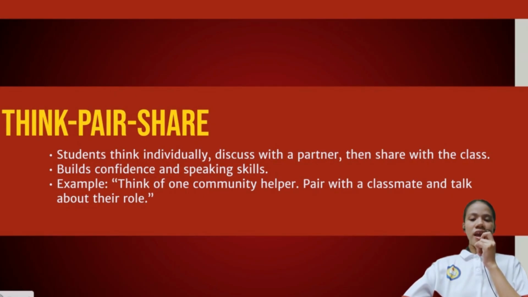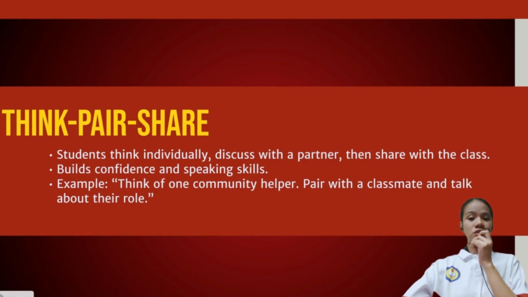Think, Pair, Share is a cooperative learning strategy that allows students to process information more deeply by moving through three simple stages: individual thinking, partner discussion, and whole class sharing. This structure gives every student time to think on their own before speaking, which helps reduce anxiety and boost confidence, especially for those who may be shy or unsure of their answers at first.